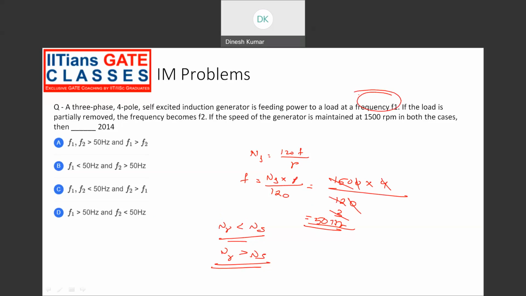So the initial frequency is F1. When the load is removed, the new frequency is F2. So what happens when the load gets removed? Generally the speed increases. So F2 will be greater than F1. And both the frequencies will always be less than 50 Hz.